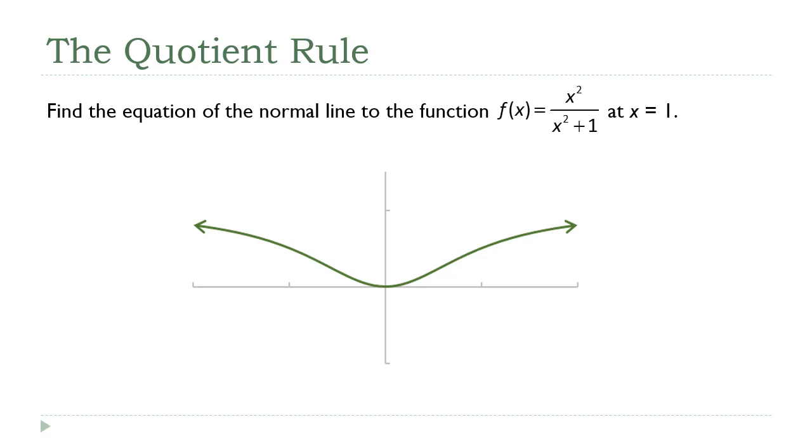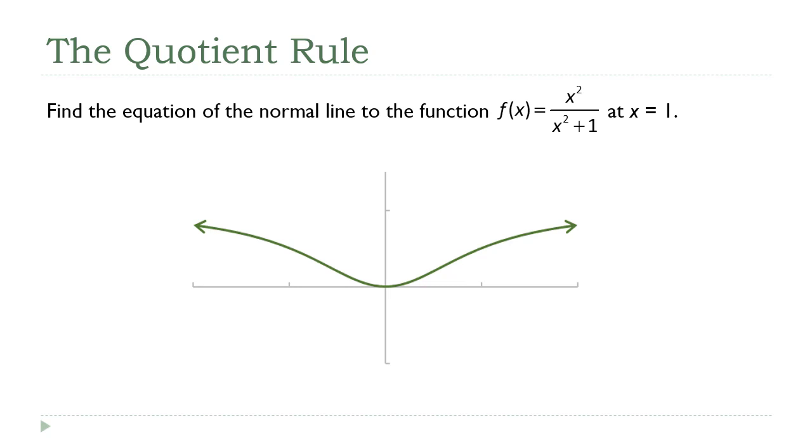So I have a question here for us to take a look at. We want to find the equation of the normal line to this function at the point x equals 1. We spent a lot of time talking about tangent lines, and we've done questions where we found the equation of a tangent line. But some of you may not have heard this term, normal line.